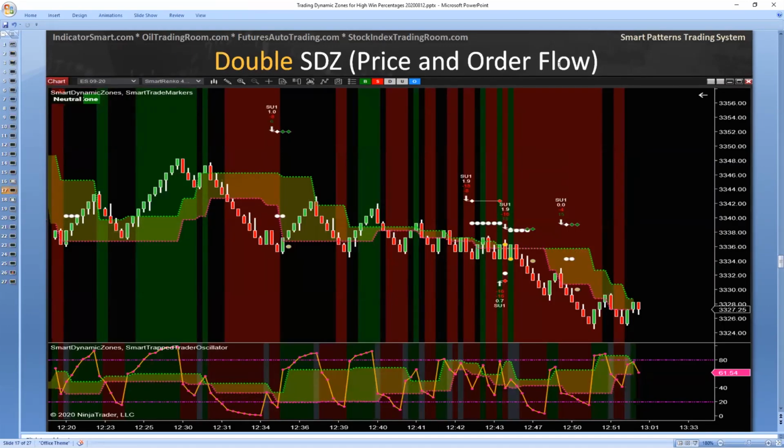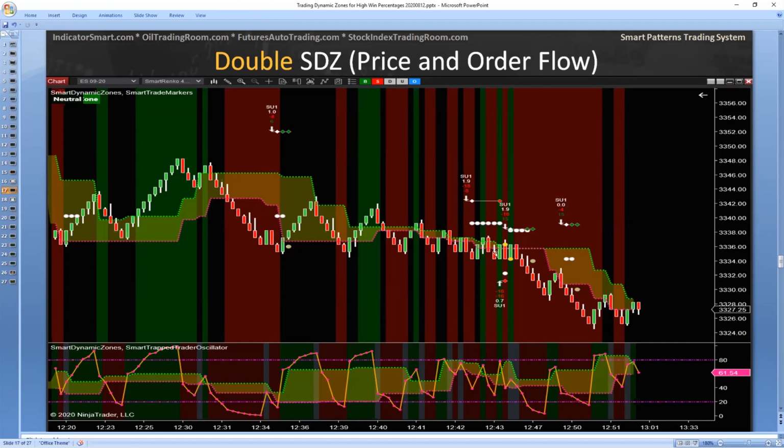So then what I did was I took the order flow. That's this panel right here. Now, these background colors on this are not Bloodhound. They're the indicator itself. I could have coded it to make that color in Bloodhound, but the indicator itself is coloring the background. So the one on price has its own color, and the one on the trader oscillator from IndicatorSmart has its own color. And so when those two line up, I'm going to take the trade instead.